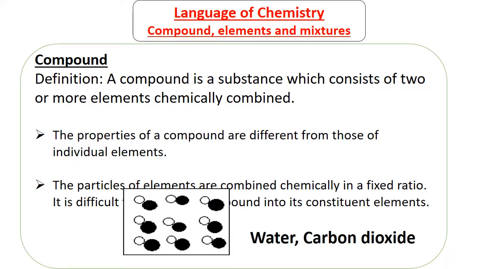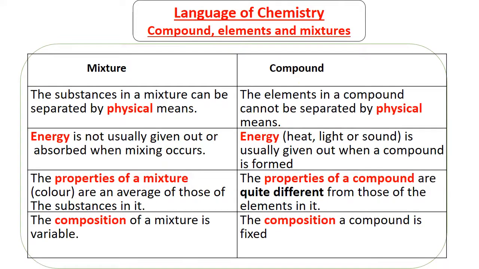Now let's take a look at the difference between a compound and a mixture. We do a table with mixture and compound. Here, the substances in a mixture can be separated by physical means, while the elements in a compound cannot be separated by physical means.